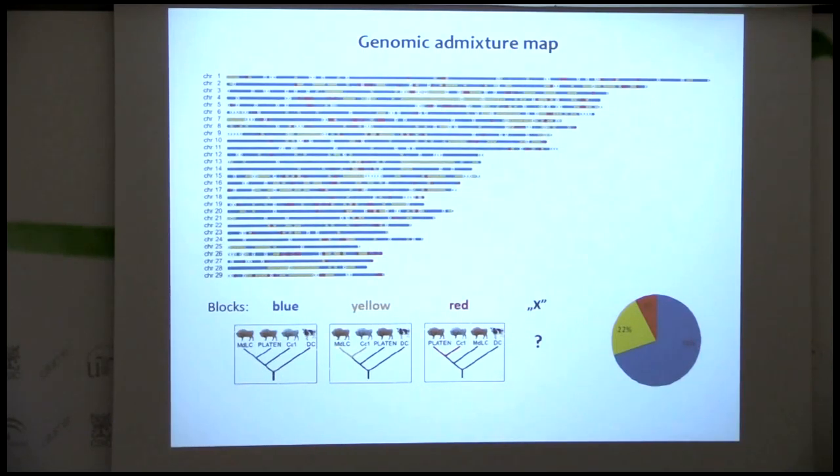Yellow blocks suggested monophyly of modern lowland Caucasian and Caucasian bison, which likely result from admixture and to a lesser extent from incomplete lineage sorting. And red blocks suggested monophyly of Plantain and Caucasian bison, which likely result from incomplete lineage sorting. X shows blocks with missing data. And the pie chart shows the percentage of genomic blocks supporting each tree topology.